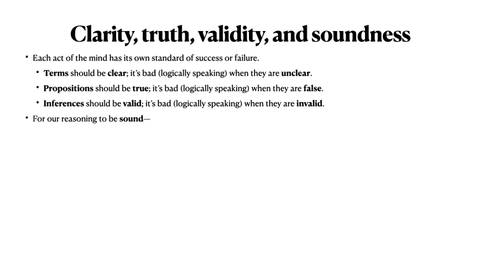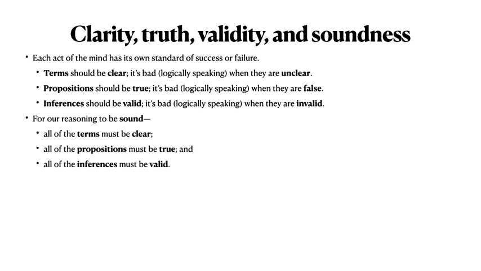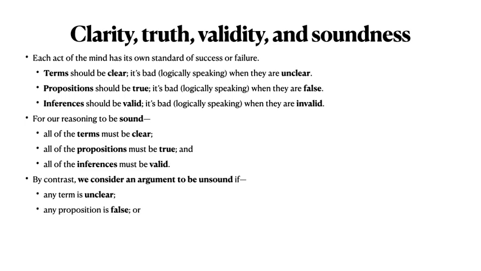Soundness is a matter of all three of these things happening at one time. So for our reasoning to be sound overall, all of the terms must be clear, all of the propositions must be true, and all of the inferences must be valid. All three things must be there for soundness. Clarity plus truth plus validity equals soundness. By contrast, we consider an argument to be unsound if any one of those things goes wrong. That is, if any term is unclear, or if any proposition is false, or if any inference is invalid.